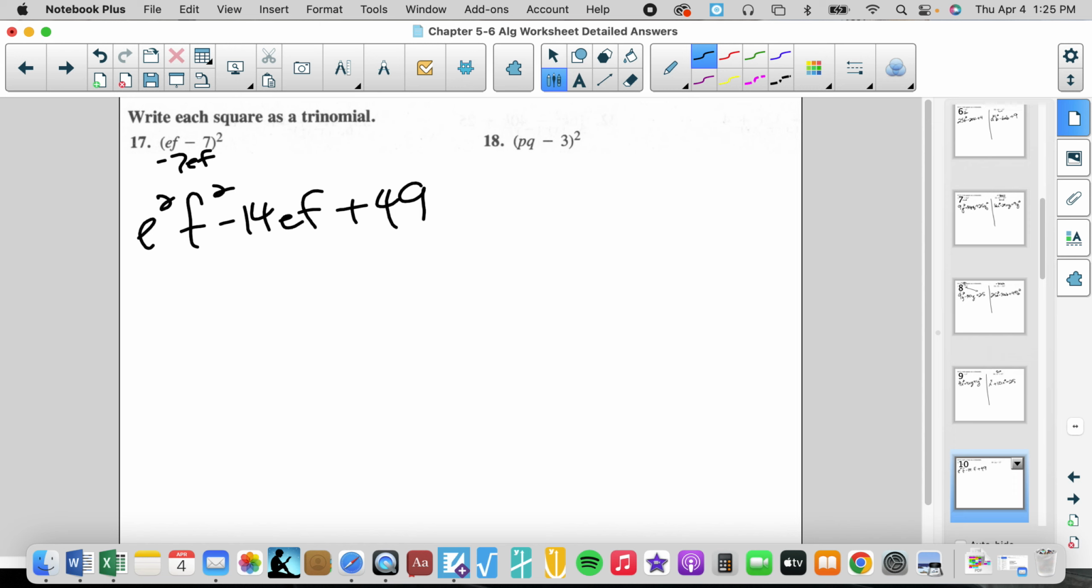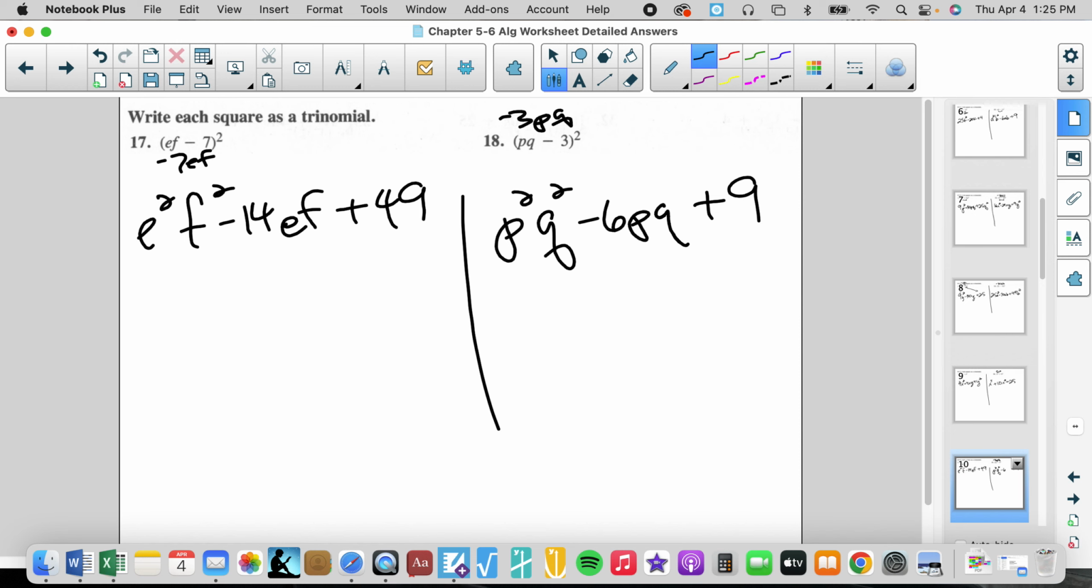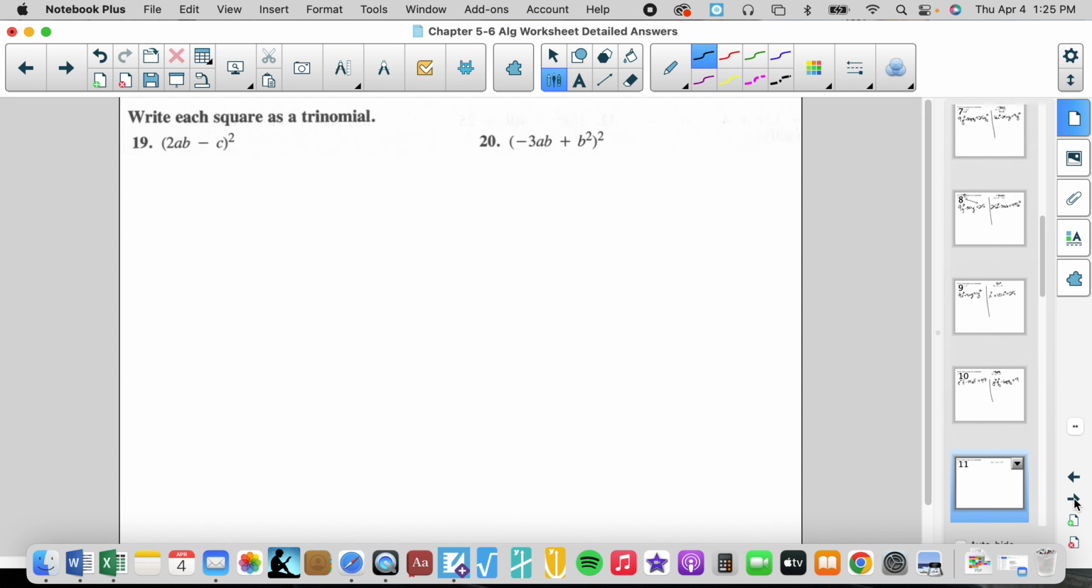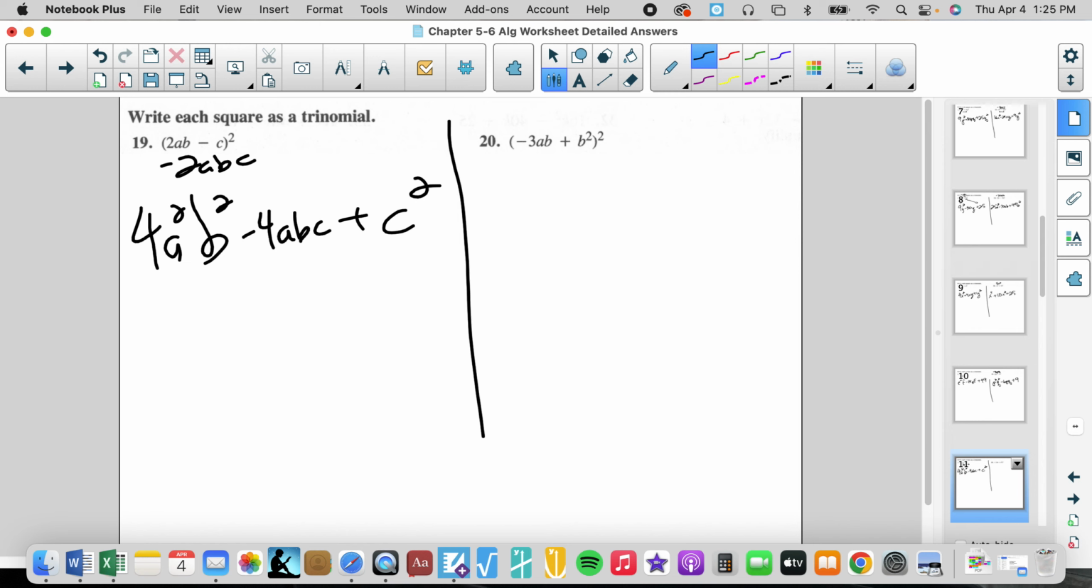That's a horrible E. That wasn't very much of a better E. That's the best E. P squared Q squared is PQ squared plus 9. Negative 3PQ gives me negative 6PQ. 4A squared B squared plus C squared, and that's negative 2ABC, which is negative 4ABC. That's a fun one. I like that.